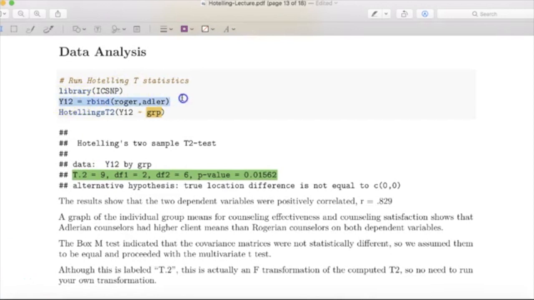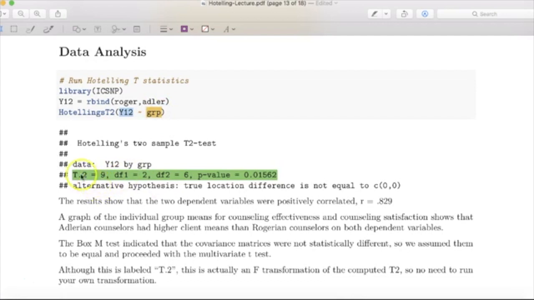Here I went ahead and did the Levene test again. I actually didn't have to do it. You can remove that piece of code if you want to. Then I went ahead and did Hotelling's. I put the two variables that have the ratings of satisfaction and effectiveness here as the dependent variable, and then I gave the variable that has the groups for the two types of counselors.